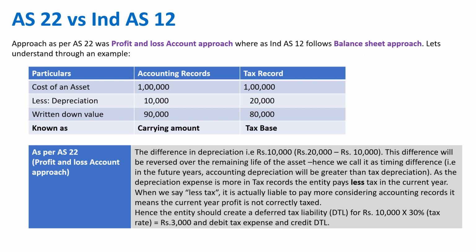Hence, the entity should create a deferred tax liability, DTL, for rupees 10,000 into 30%, assuming the tax rate is 30%, amounting to rupees 3,000. And debit tax expense and credit deferred tax liability. So this is similar to what we explained in the previous slide. You create the additional liability here because in future the depreciation under income tax will be lower than accounting records, hence you have to pay more tax. So you are creating a liability.